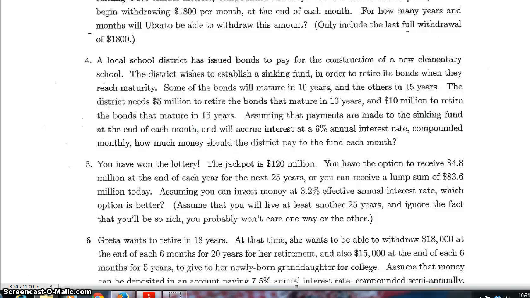A local school district has issued bonds to pay for the construction of a new elementary school. The district wishes to establish a sinking fund in order to retire its bonds when they reach maturity. Some of the bonds mature in 10 years, the others in 15.